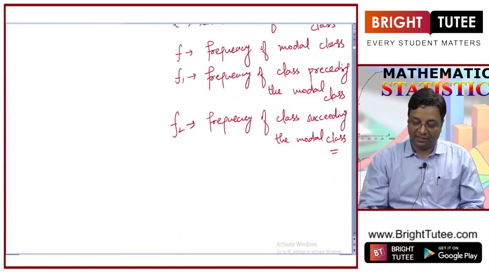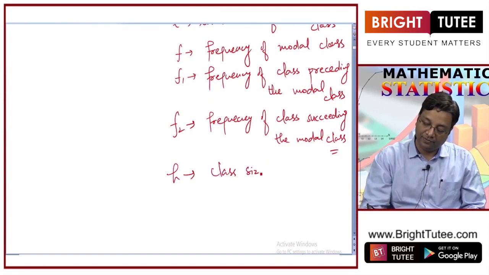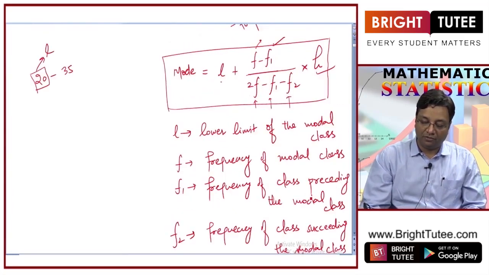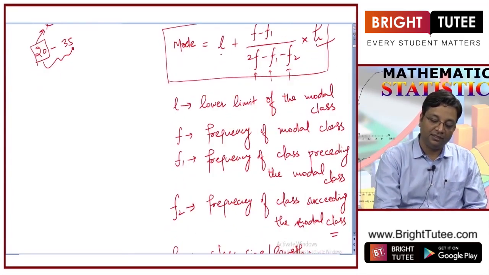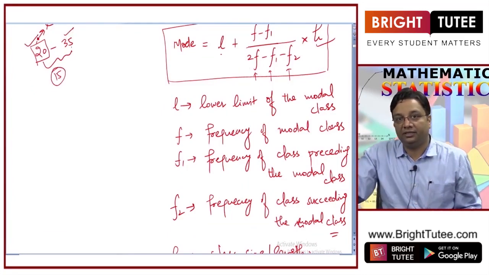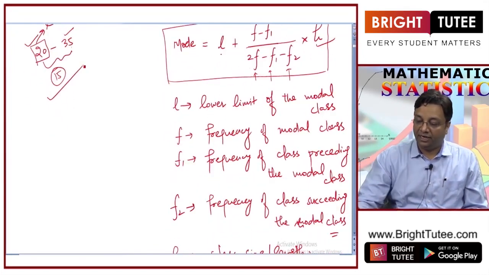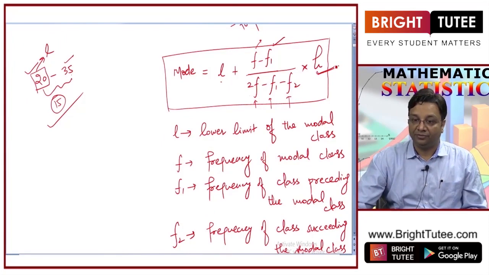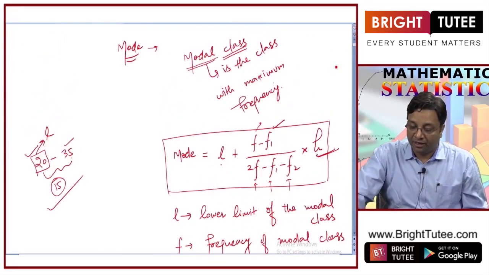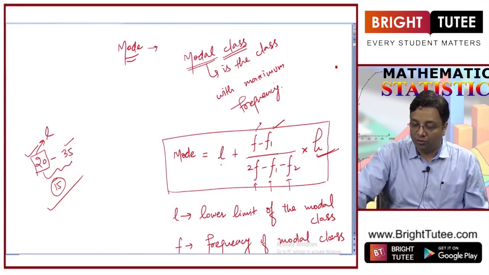What is h? h is the class size or class length. Now what is class size? In this case it is 15, upper limit minus the lower limit, that is the class size. In this case it is 15, and in general I have taken it as h. So this is the formula that you need to memorize before proceeding ahead. So let us proceed with some examples where we will understand mode in detail.